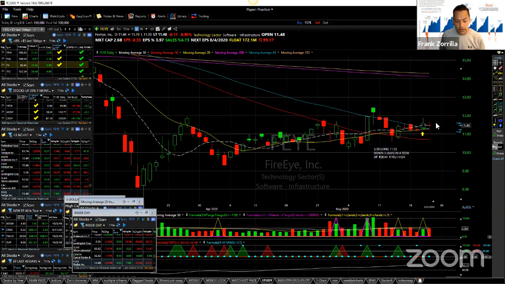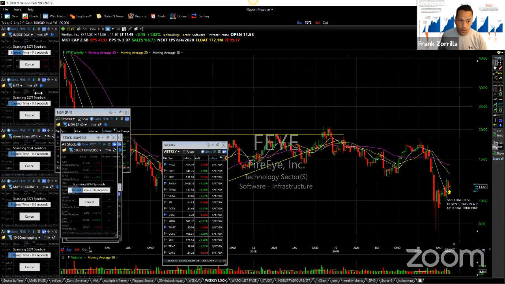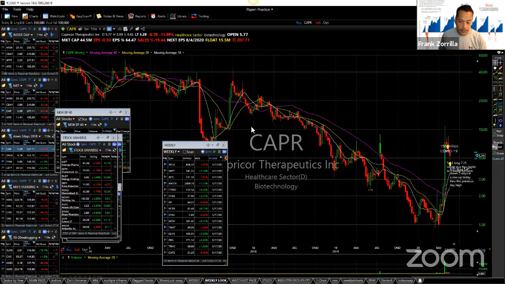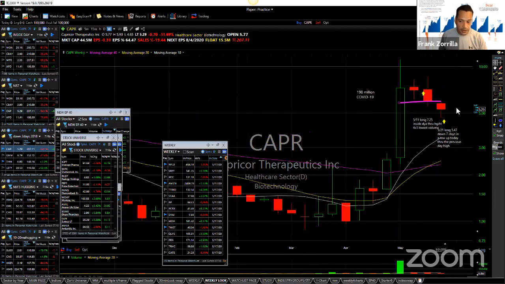But if you want to study what works best, this is what you have to do. And this is the reason why this pattern here, down 3 days in a row, is a reliable pattern you can use over and over again. And since it's based on structure, you can use it on an intraday basis, on a daily basis, and also on a weekly basis. Same exact thing.